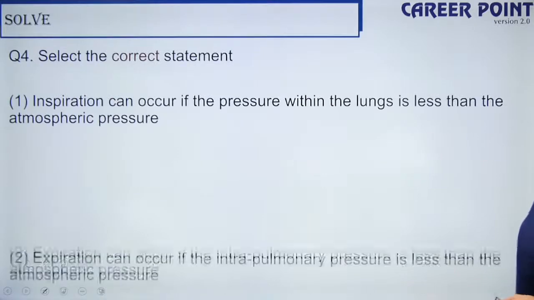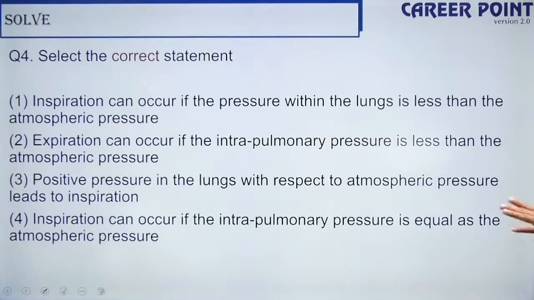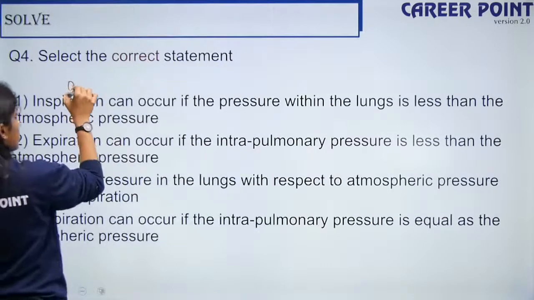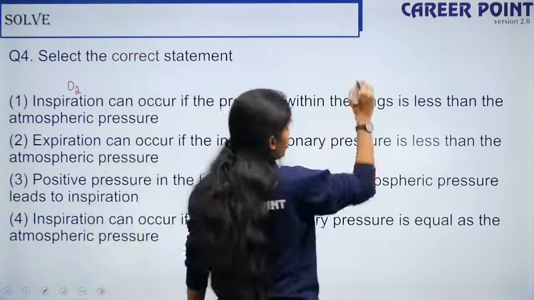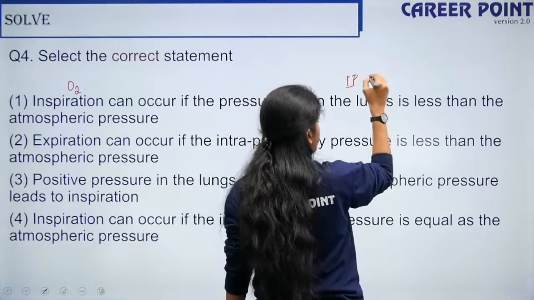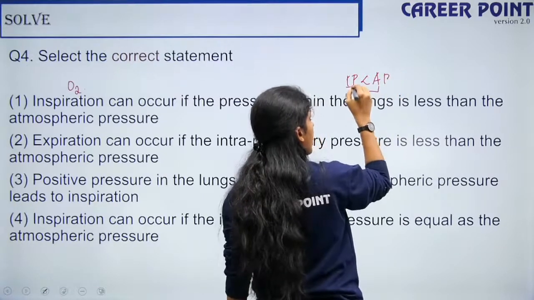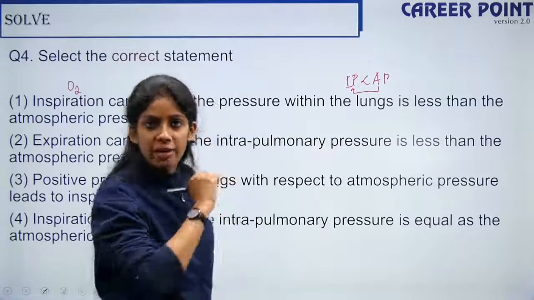Select the correct statement for me. I have 4 statements. Inspiration can occur if the pressure within the lungs is less than the atmospheric pressure. Inspiration is taking in oxygen. So the intrapulmonary pressure is less than the atmospheric pressure, so air moves from higher concentration to lower concentration. That is the meaning of statement 1.